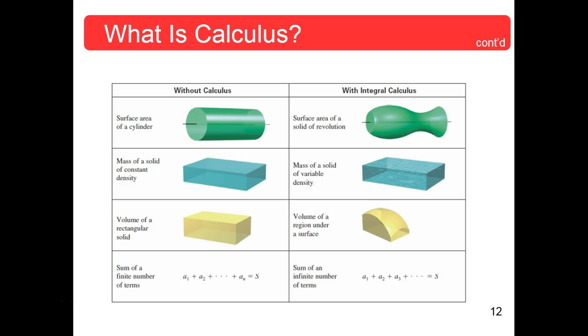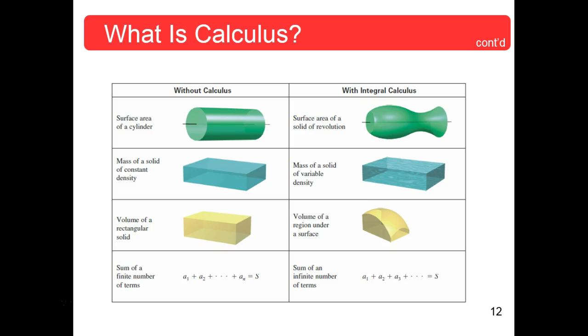But what if this is variable density? It's real dense over here, but not as dense over here. What if you have variable density? No way you can get the mass without integral calculus. Okay, let's go back to the volume of that rectangular solid. You can do that. But what if this is a weird looking thing like that? Now this is another area of calculus we're just going to touch on here. The sum of a finite number of terms.